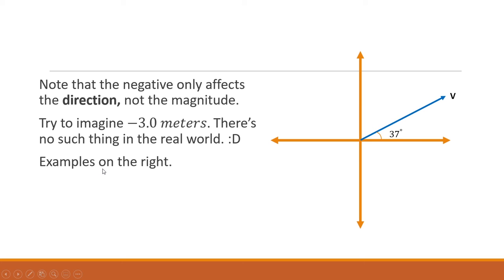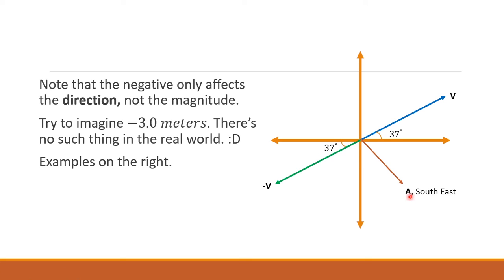Examples on the right. So, we have vector V, 37 degrees, vector V, and this is the negative V. So 37 degrees din siya, see? Pero on a different direction. Ito kasi, 37 degrees north of east, but this one, 37 degrees south of west. Diba? Pero exactly the same length lang yan. Exactly the same length, just the opposite direction.